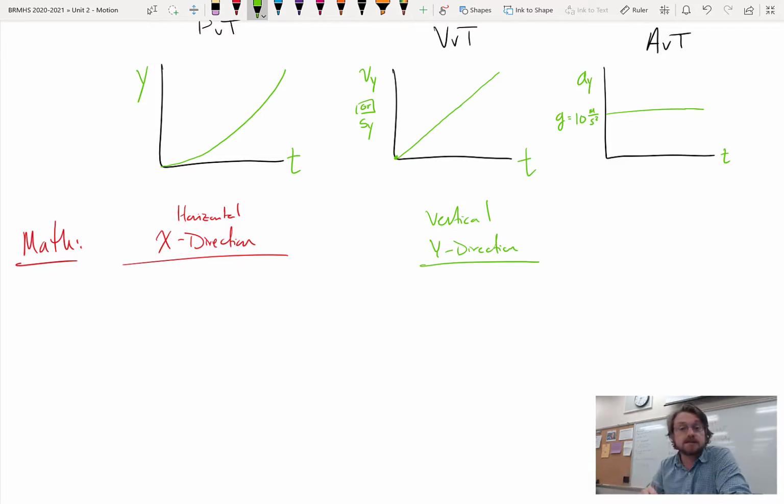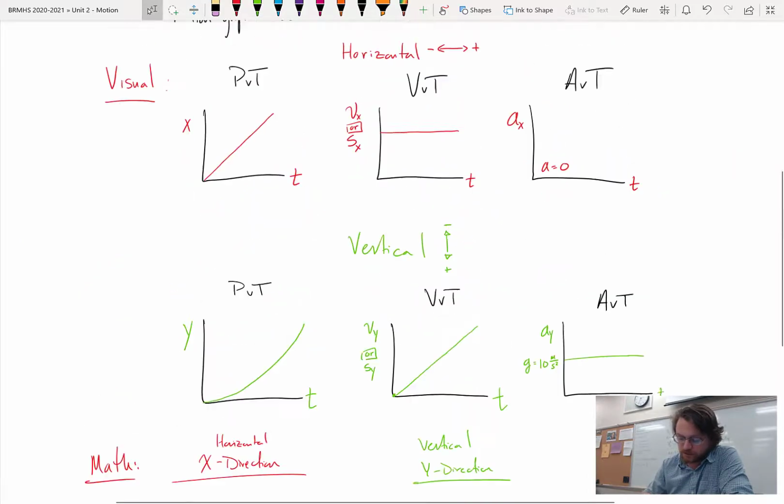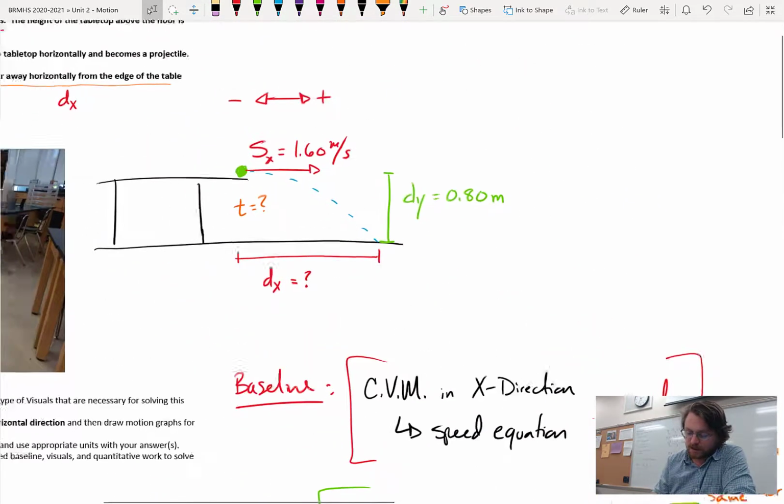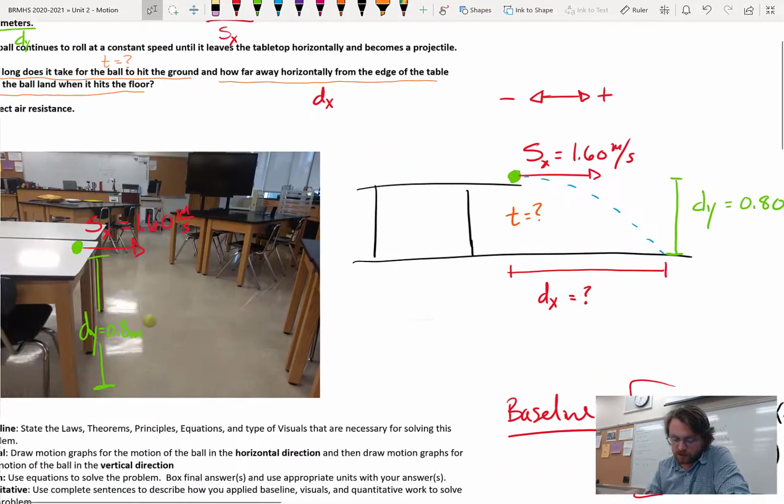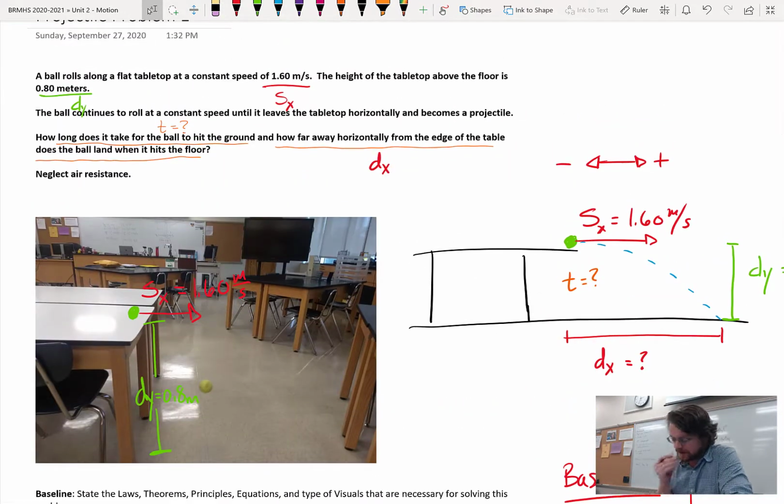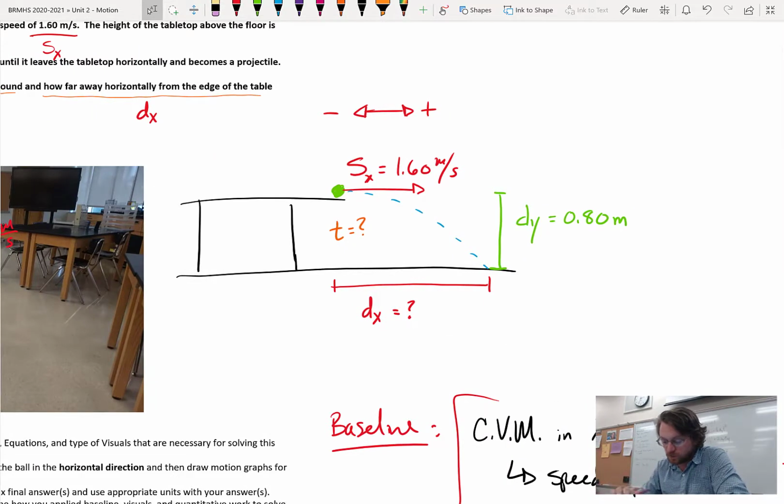So right now we're just going to list the stuff that we know and stuff that we don't know. So in the horizontal or x direction, if I go back up to my problem, I have a little sketch that helps me see what I read about in the problem. But I see that I know the speed in the x direction is 1.60 meters per second. That's something I know. I also don't know the distance in the x direction, and I don't know the time. Remember how I put the time in orange because it's the same value for both the horizontal and vertical parts of its motion. So I don't know the distance in red, I don't know the time, but I do know the speed.